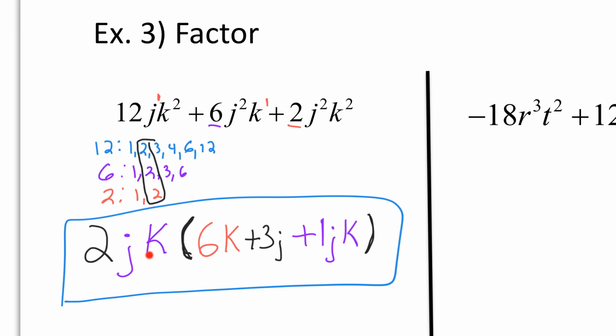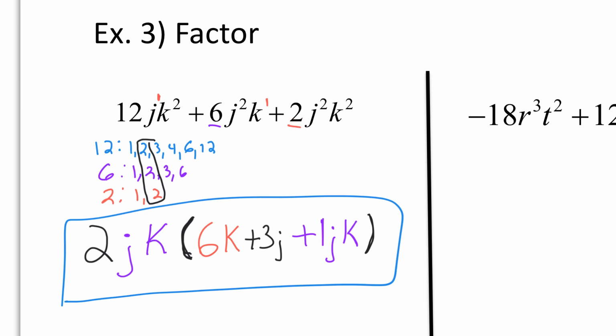If you multiply 2jk times 6k, that's going to be 12jk squared. 2jk times 3j, that's going to be positive 6j squared k. And 2jk times 1jk, that's 2j squared k squared.